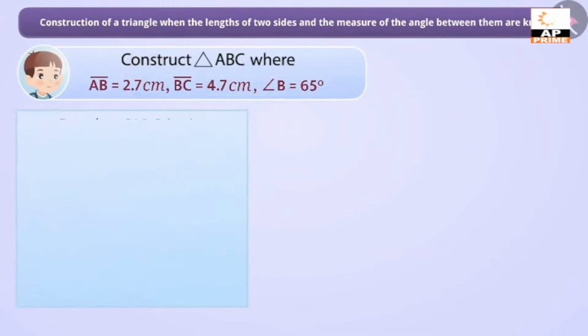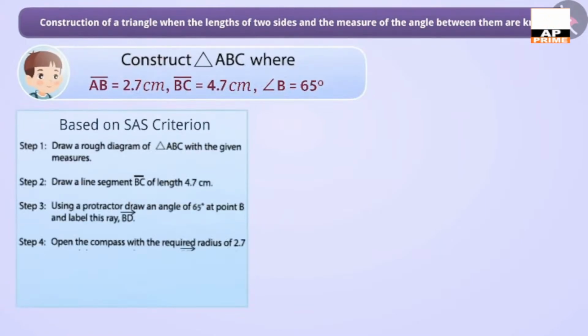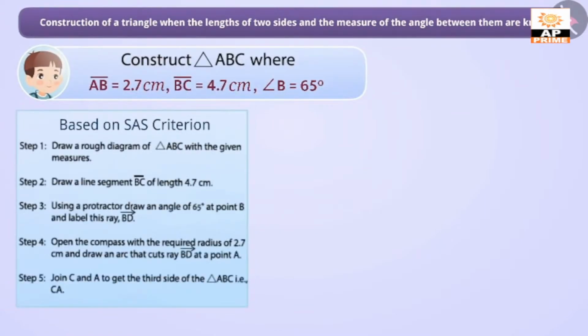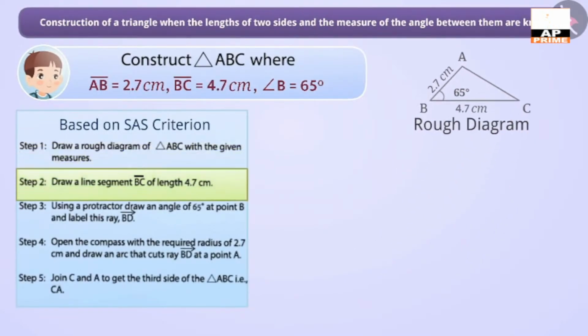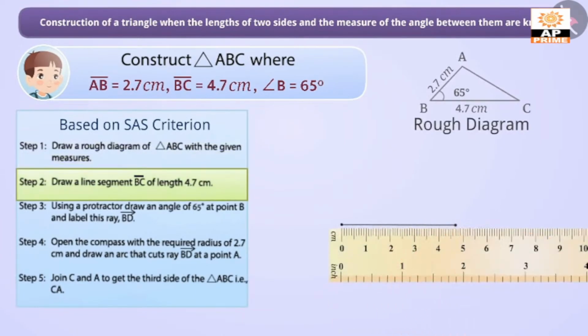Let's construct triangle ABC based on SAS criterion. Step 1. First, we draw a rough diagram with the given measures. This helps us to determine the procedure in construction. In this way, we will be able to construct the triangle easily. Step 2. Next, draw a line segment BC of length 4.7 cm.